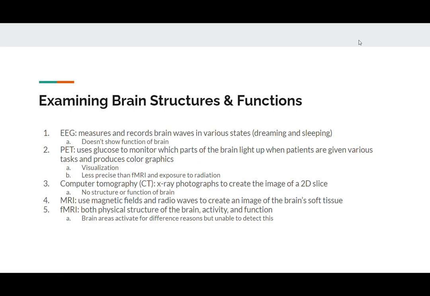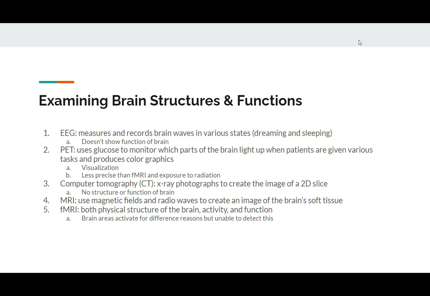fMRIs are unique in that they can show us both the physical structure of the brain as well as activities and functions. This has allowed us to gain more insight into which parts of the brain are responsible for specific tasks and abilities. At the same time, there are benefits for each type of technology. However, there are some limitations to each of them.